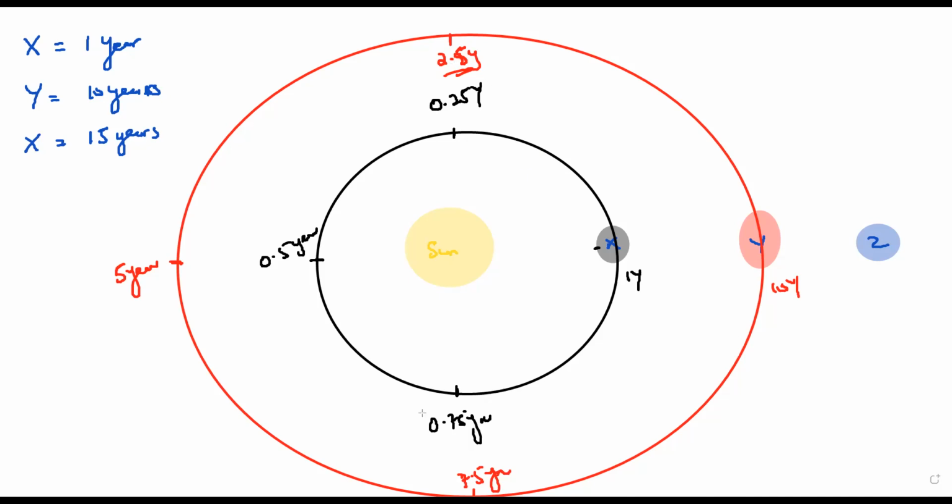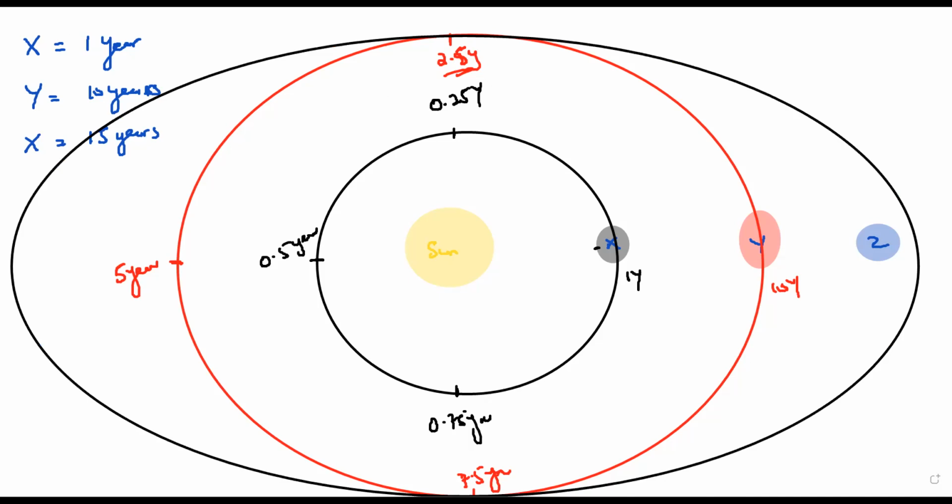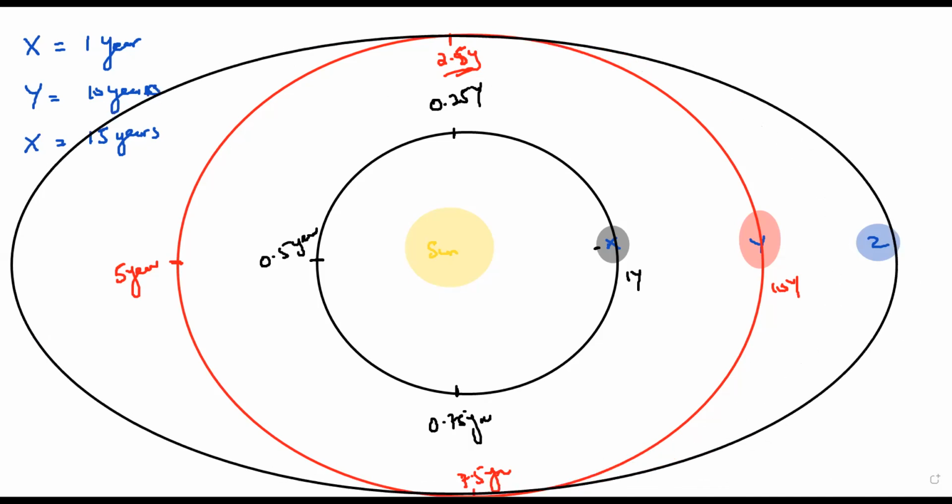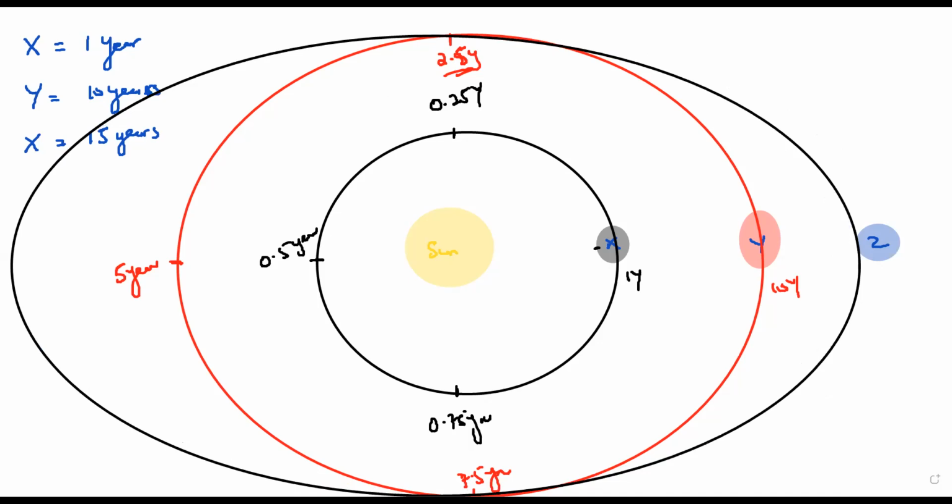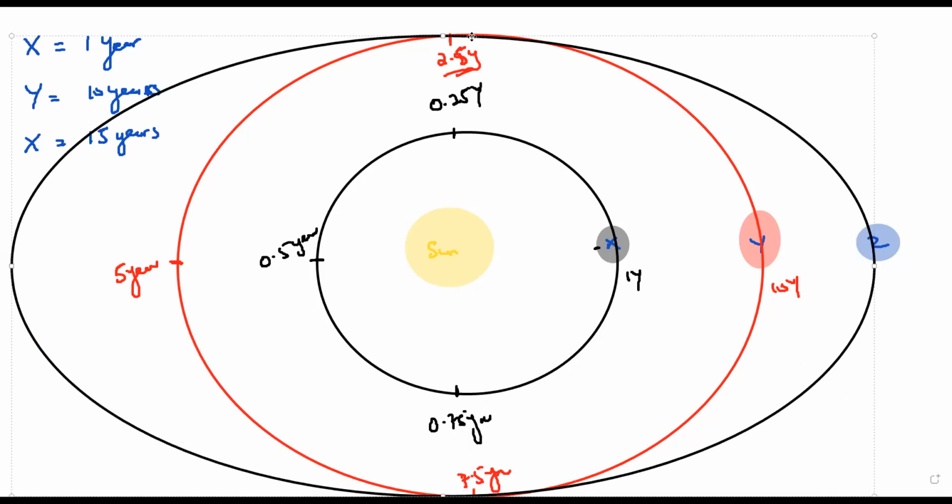And for planet Z, because it is 15 years, I don't have space to make it separate, so I'm using the same path. But consider it a bit longer, not elliptical. It has to take 15 years. So how many years will pass when it will be here?